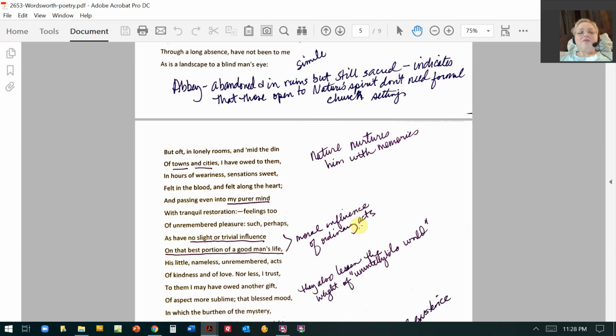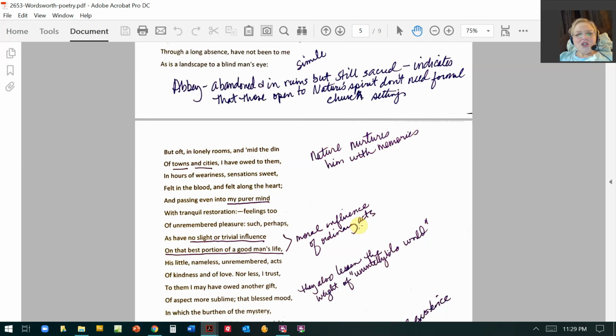Felt in the blood and felt along the heart and passing even into my purer mind with tranquil restoration, feelings too of unremembered pleasure, such as perhaps have no slight or trivial influence on that best portion of a good man's life. So he's saying that, boy, it's not that I've forgotten them. I have reconnected with them at those moments when I've been down or alone in that passive, that pure mind, that's that inward eye that he mentions in the other poem, right?